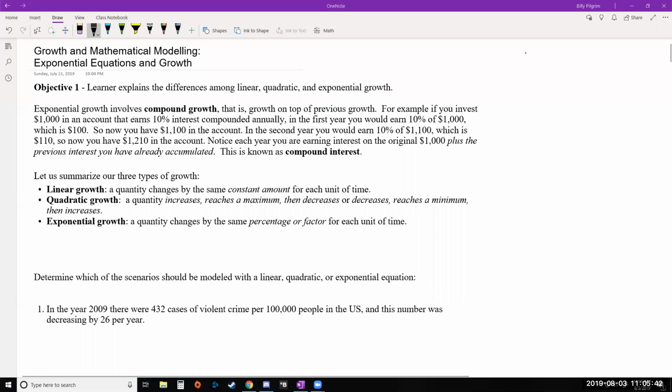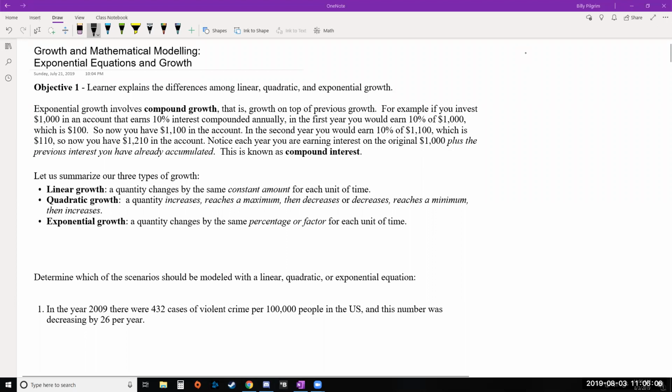This video covers our section on exponential equations and growth from our chapter on growth and mathematical modeling. This section will cover exponential growth, and it'll talk a little bit about our three types of growth: linear, quadratic, and exponential, and we're going to compare and contrast them a little bit as well, which is our first objective. But first, let's talk about what is exponential growth, sometimes called compound growth.